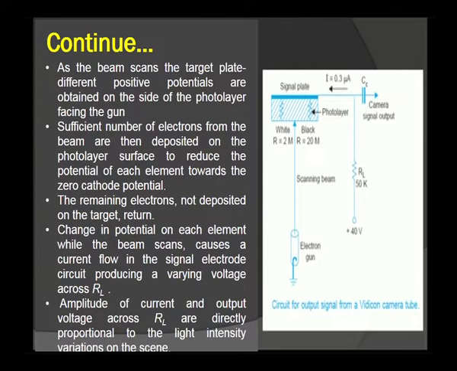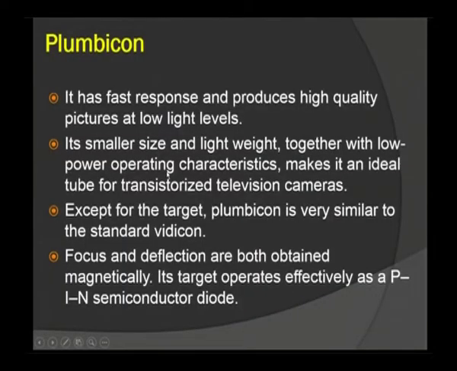So, this change in potential of each element while the beam scans causes current flow in the signal electrode, and this produces a varying voltage across the load resistance. The amplitude of the current and the output voltage across RL is directly proportional to the intensity of light. That is, due to the intensity of light, the voltage that we obtain across RL will change. The amplitude of the voltage that we obtain across the resistance will be directly proportional to the intensity of light.